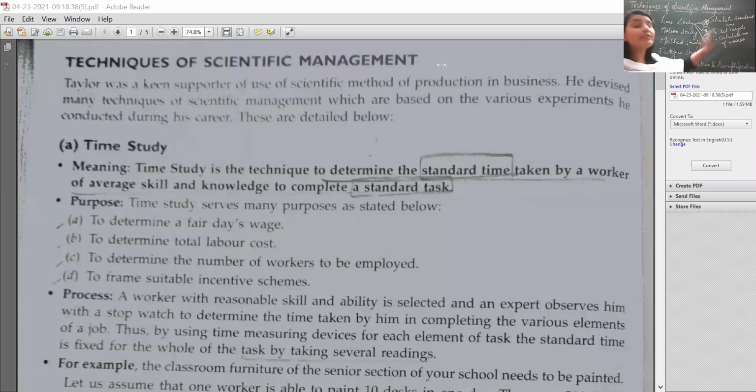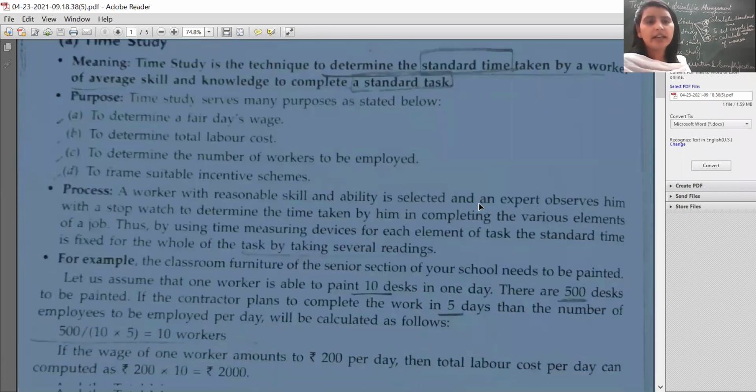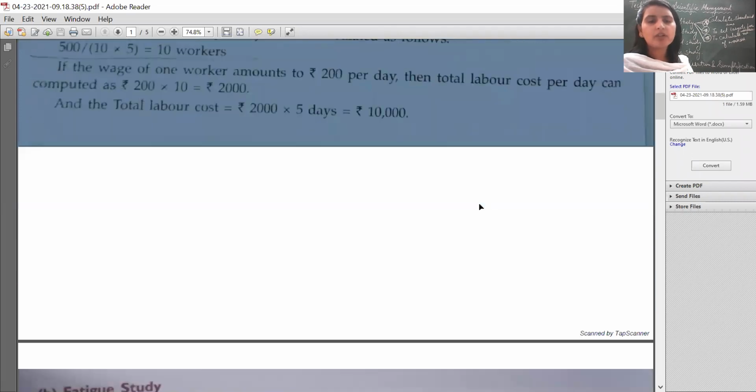Number 2, to give standards or to set standards for workers, it may be written like this as well, for workers. And then to calculate number of workers required to complete a particular task. So these are the 3 keywords which will help you to identify that this is a question of time study, right? Now I am shifting on to the next one.